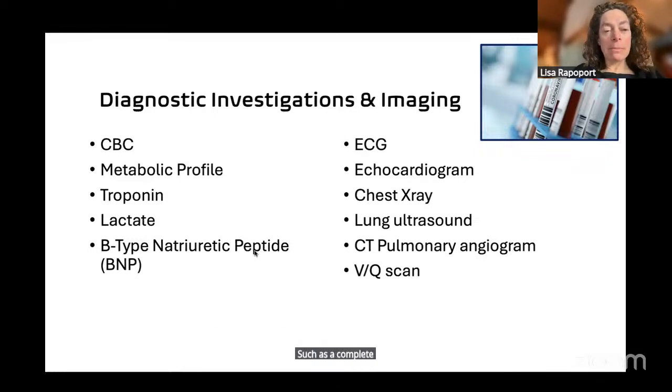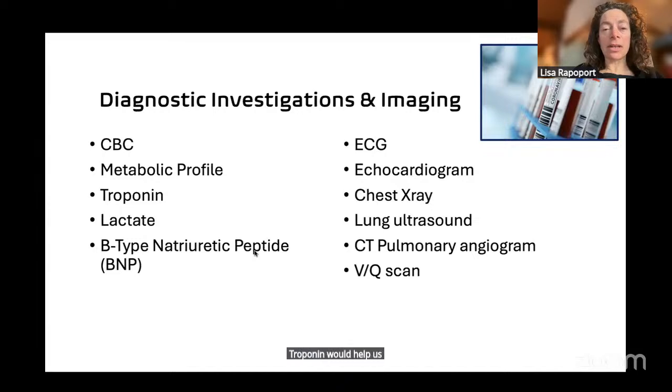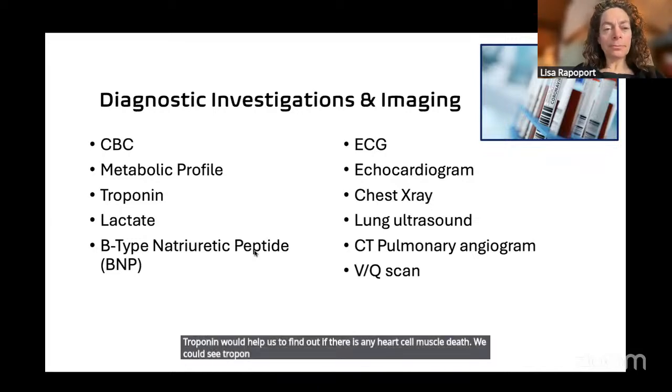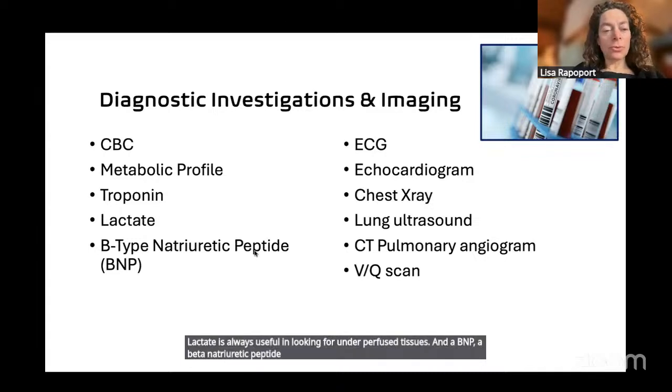We'd order a metabolic profile of the chemistries with electrolytes. Troponin would help us to find out if there is any heart muscle cell death. We could see troponin leak in a PE. Lactate is always useful in looking for underperfused tissues. And a BNP, a beta natriuretic peptide, is helpful to determine the degree of shock that's happening.